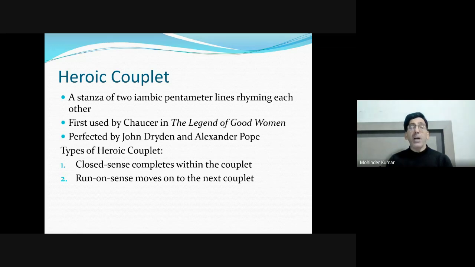Run-on means a couplet in which the sense, the meaning, is not completed within the single couplet. Matlab ki do line mein meaning pura nahi hota hai, and the meaning runs on to the next couplet. Ki wo meaning hai, agle couplet pe chala jata hai. That is called closed and run-on. So John Dryden and Alexander Pope, they were the great writers of closed heroic couplet.